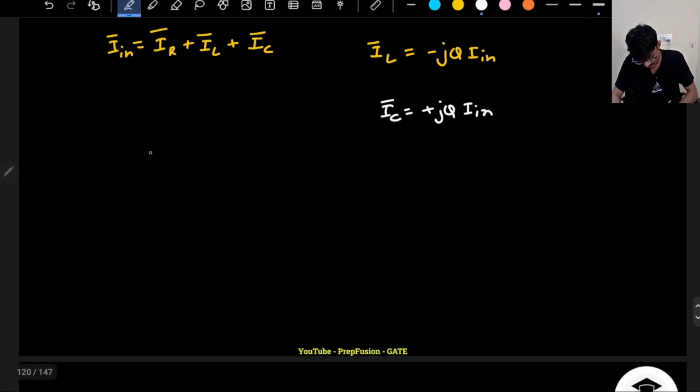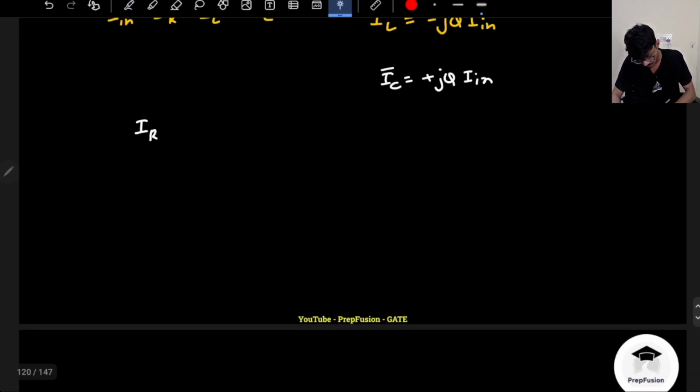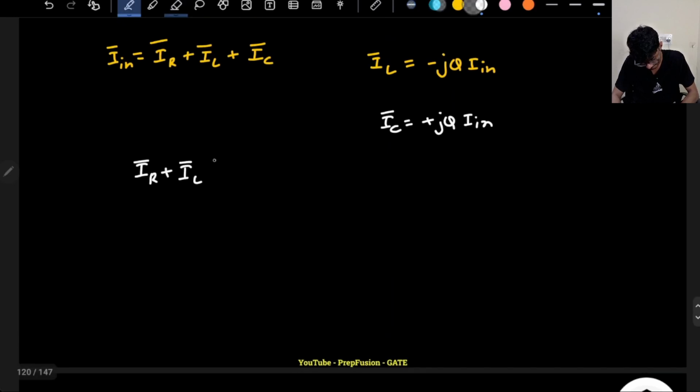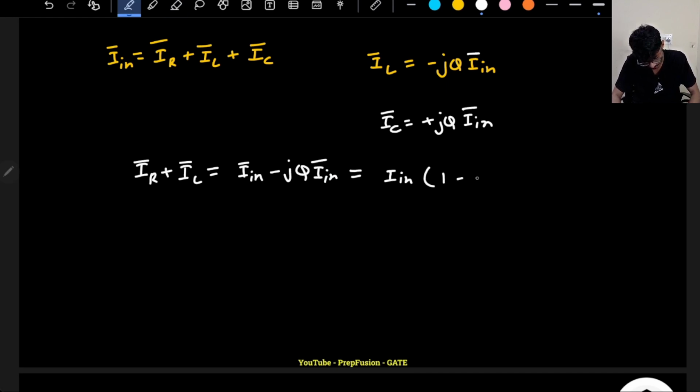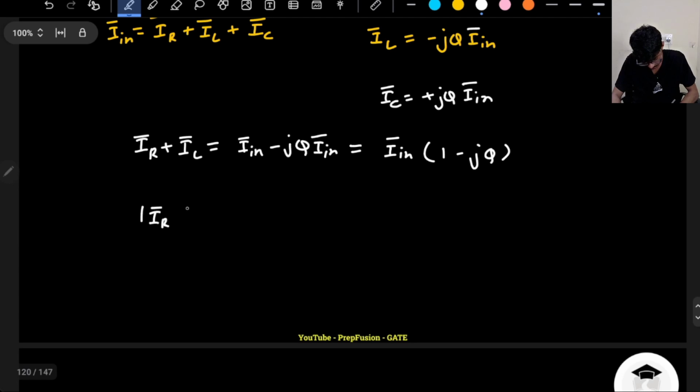So if I do IR plus IL, IR I have already discussed, IR equals I in, correct? So IR plus IL equals IR is I in plus IL is minus jQ I in. So this is I in into 1 minus jQ.